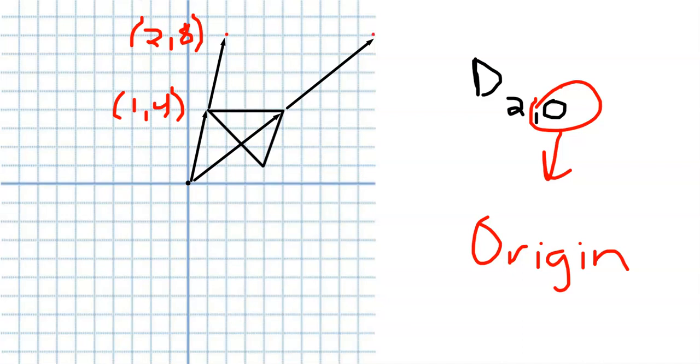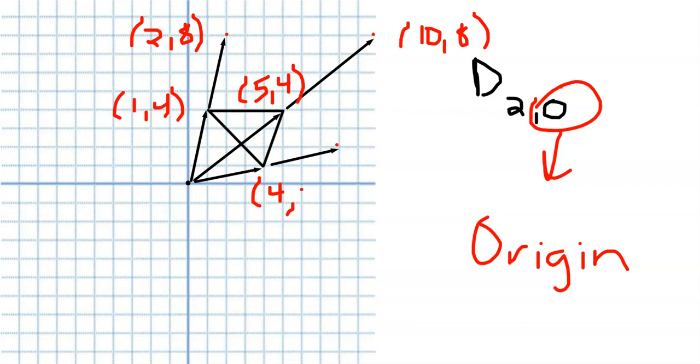Keeping track of coordinates, the original is at 5, 4. The image is at 10, 8. Again, dilation with a factor of 2, multiply the coordinates by 2. Do the same thing with the third point, over 4, up 1, over 4, up 1, to our third point. The original was at 4, 1. The new one is at 8, 2.